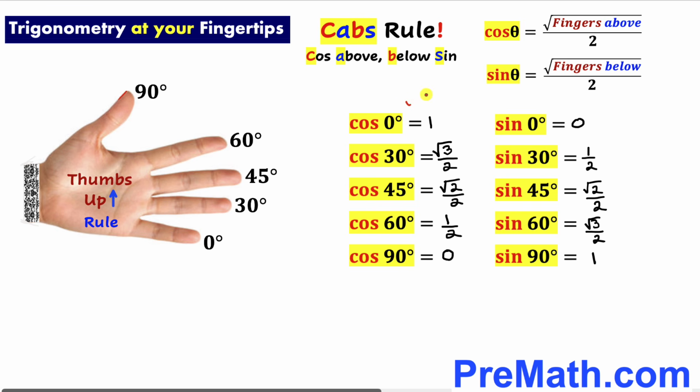And finally, let's make an observation. Cosine of 90 degrees value and sine of 0 degrees value, they are identical. Whereas cosine of 0 degrees value is the same as the sine of 90 degrees value.